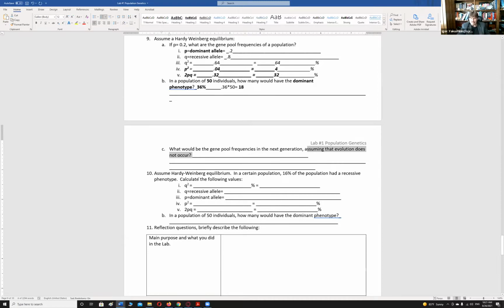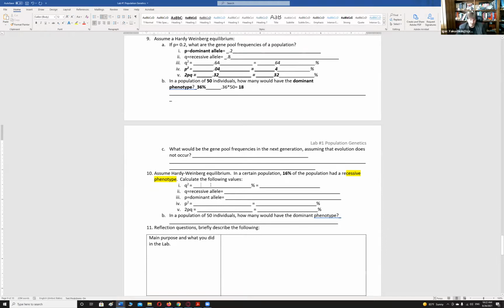Number 10 is a little bit different. In this particular case, assuming Hardy-Weinberg equilibrium, a certain population has 16%. That's an important number. 16% of the population has the recessive phenotype. See right there, recessive phenotype. As soon as it's a recessive phenotype, we start talking about the recessive genotype, because the recessive genotype will show up as the recessive phenotype. Hairless bunny, ff, lower cases. So now we can say that the recessive phenotype, 16%, is our q squared.